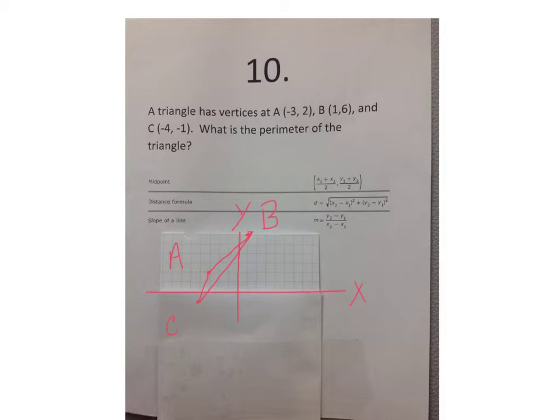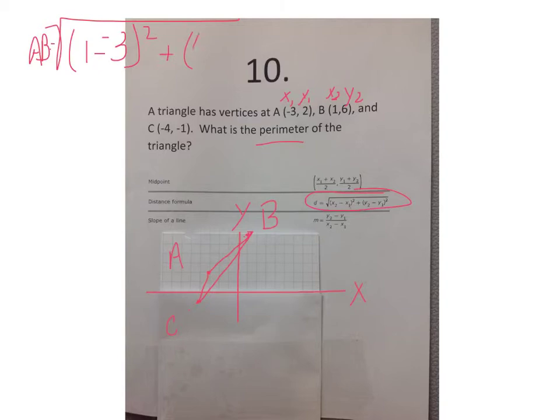So to find the perimeter, we need to find the distance between A and B, between B and C, and between A and C. So we're going to do the distance formula 3 times, and then to find the perimeter, we're going to add those together. So A, we're going to name that x1, y1. B is x2, y2. So for AB up here, x2 is 1 minus x1 is negative 3 squared plus y2 is 6 minus y1 is 2 squared.